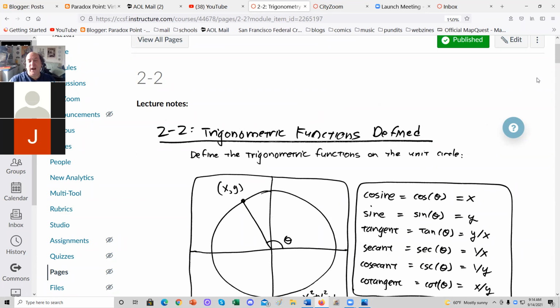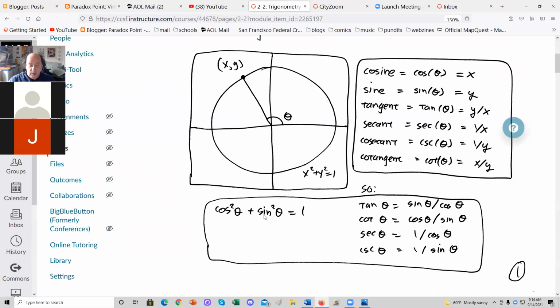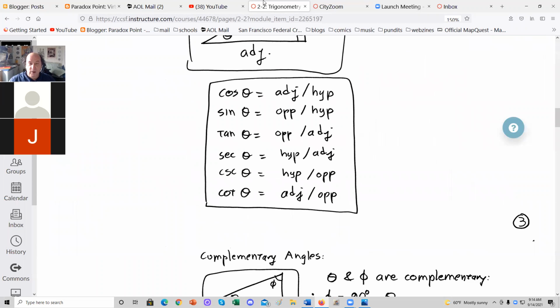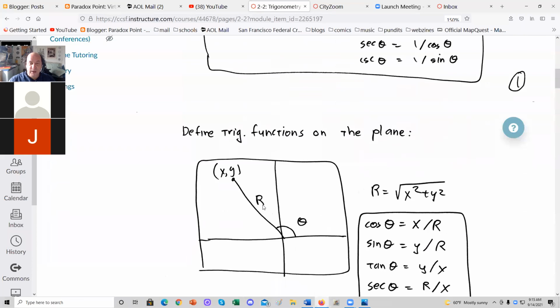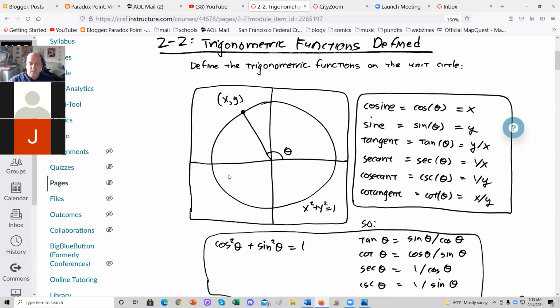Here we go. We're going to define the trigonometric functions, and there's 3 ways we're going to define them: on a circle, in the plane, and with right triangles. Historically, this is the oldest, but these first 2 are most flexible, I suppose. This one is actually, in some ways, the simplest, but it's also the most modern. That often happens. Okay, so we start with the unit circle.